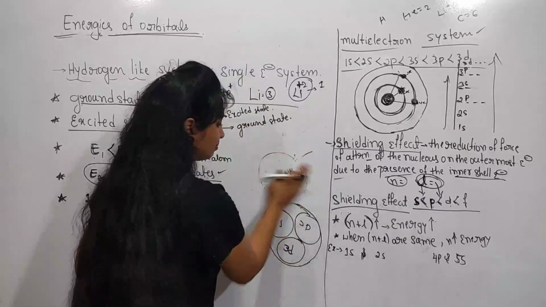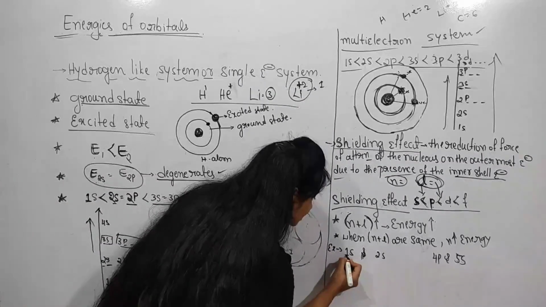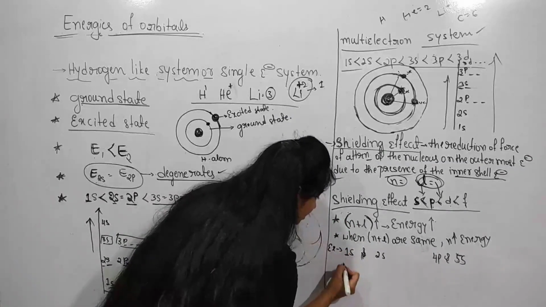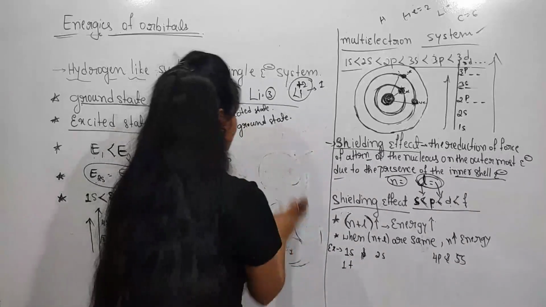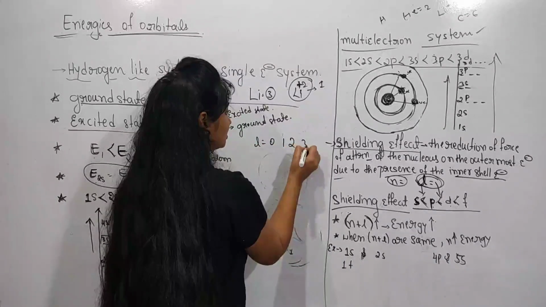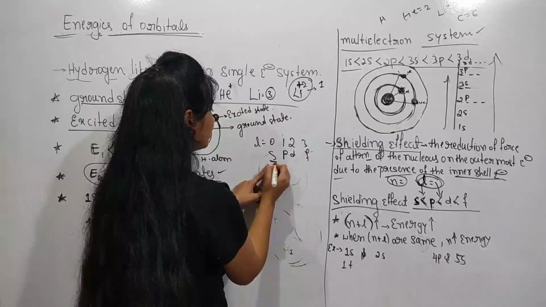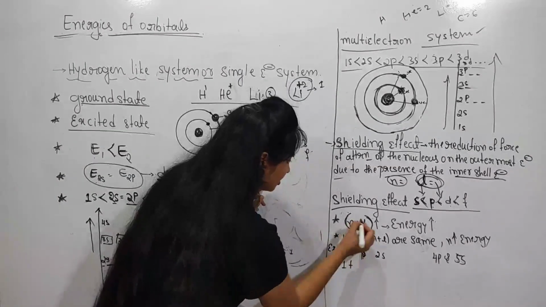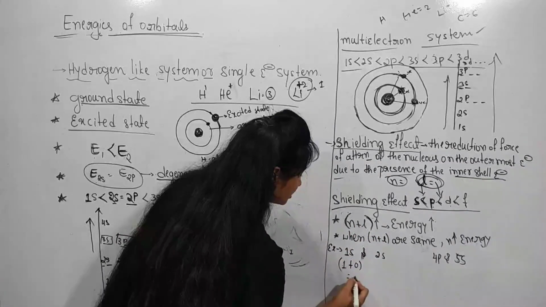See here, one example I wish to tell: 1s and 2s orbitals. First I apply the n plus l rule to 1s. n means the principal quantum number. What is the value of s? Already you know that the values of l start from 0, 1, 2, 3 for s, p, d, f. So what is the value for s? 0. So 1 plus 0, the value is 1 only.